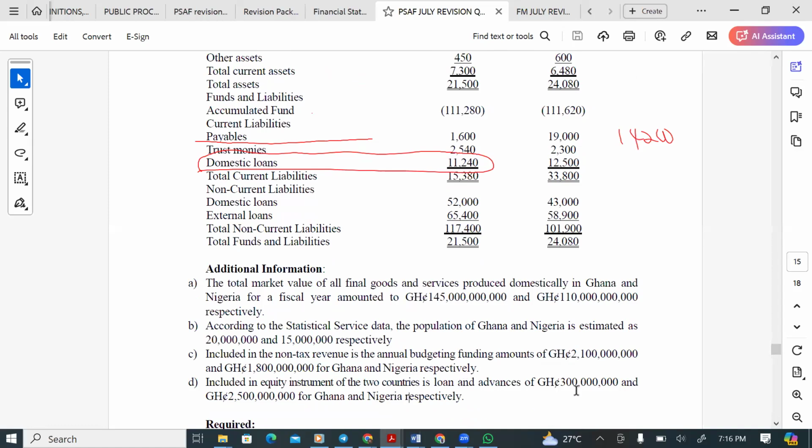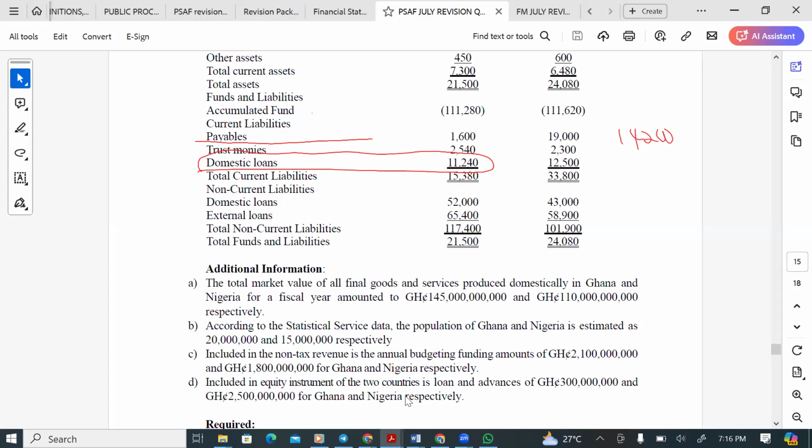300 billion and 2.5 billion for Ghana and Nigeria respectively. Are loans and advances capital expenditure? Are they acquisition of capital assets? No. You have to come and adjust the total asset for them with these figures. It means that these figures have been included.